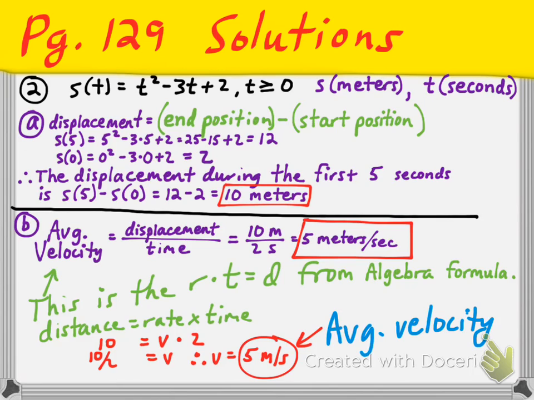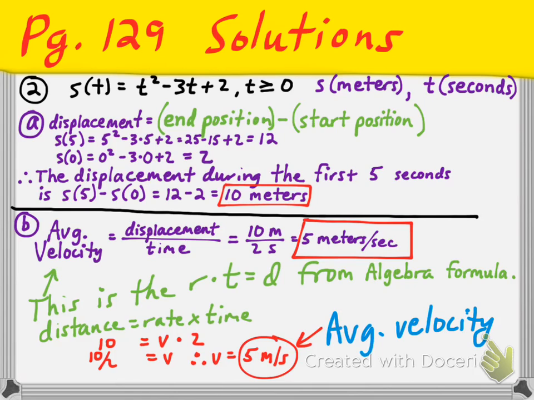Okay, so displacement, just like velocity, has direction. Again, you start in one place, you end at a different place, and therefore you have been displaced by a certain amount. For problem number 2, it gives us a position function where t is greater than or equal to 0, s in meters, t in seconds, and it's asking us for the displacement in the first 5 seconds. In other words, from where you started, where'd you end up?